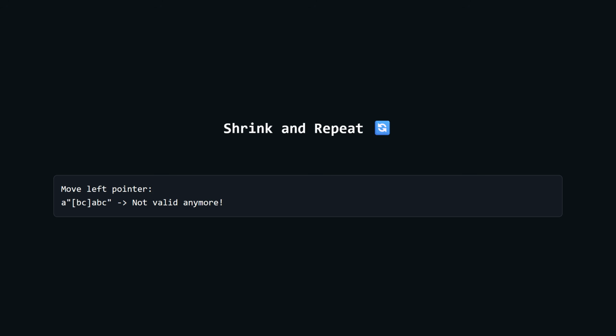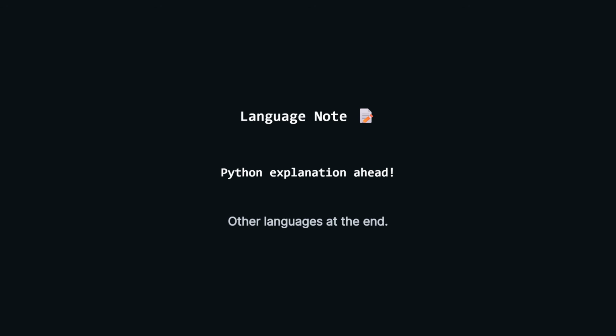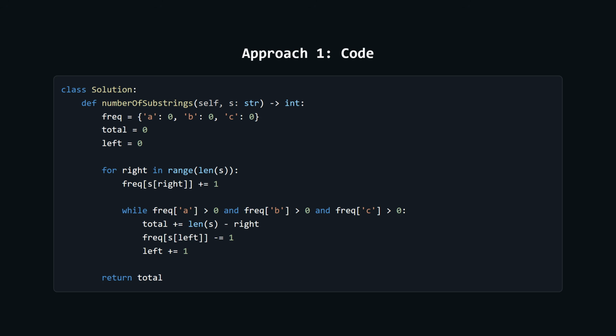After adding to our total, we shrink the window from the left until it breaks, and then repeat the whole process. We will walk through this logic in Python first, but stick around for Java, C++, and JavaScript at the end of the video. Here is the full code for the sliding window method. Let us break down what each part is doing.